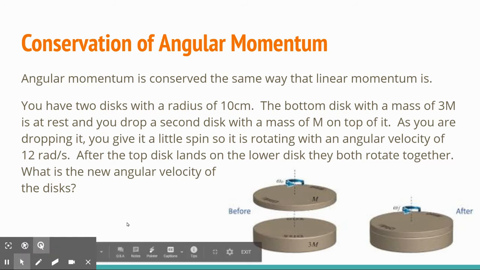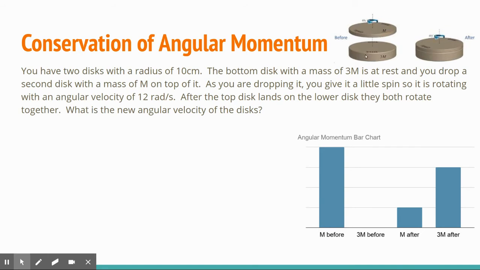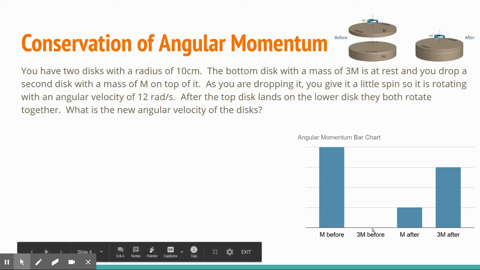So the first thing I want to do is go ahead and make an angular momentum bar chart. Before the collision, all the angular momentum was in the top one that was spinning. The bottom one did not have any angular momentum because it was not rotating. So when I think about my moment of inertia times my angular velocity, that'll just be 0. So that's why this one's 0.